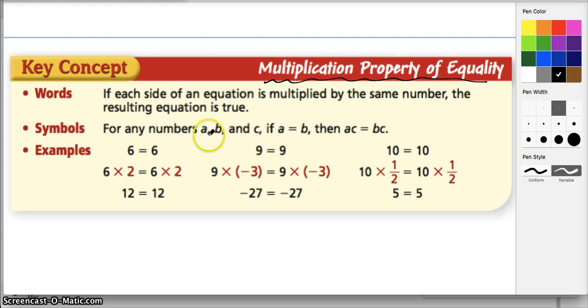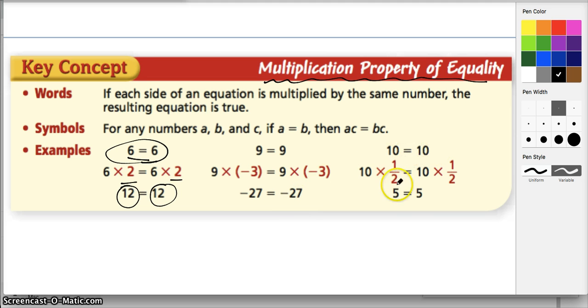And this little property is going to be really important because it gives us the power to say that if I've got a number equaling itself, two things on either side of an equation that's equal to one another, if I were to multiply both sides by a number, the equality of the original equation would be maintained. So notice that if I multiply both sides of an equation by -3, I'm going to get the same value on either side.